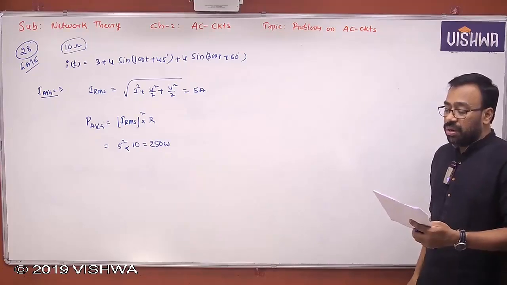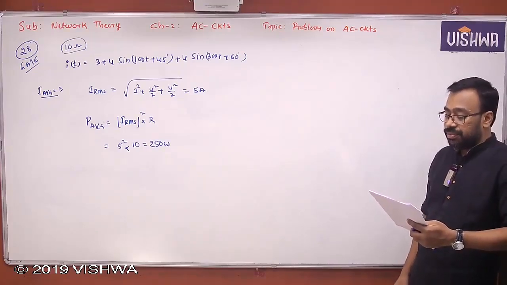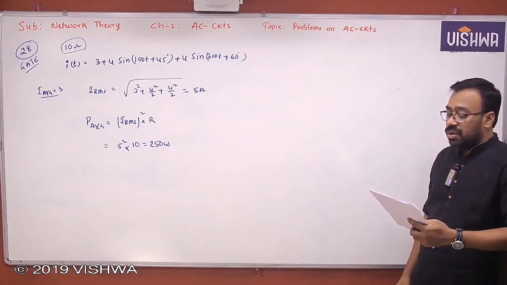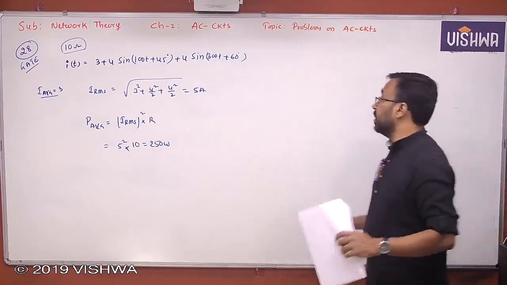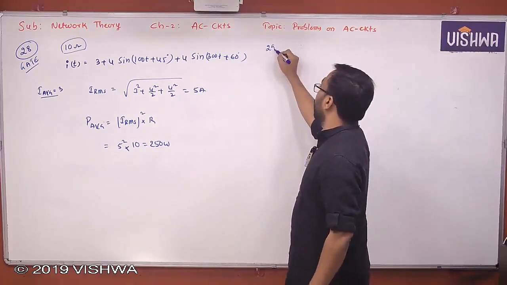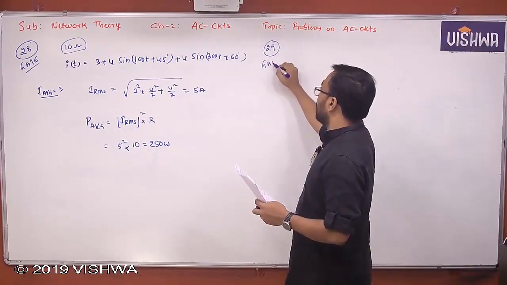The circuit shown below is driven by a sinusoidal input. Vi is equal to Vp cos(t/RC). The steady state output is... okay, 29th problem. This question was also asked in GATE.